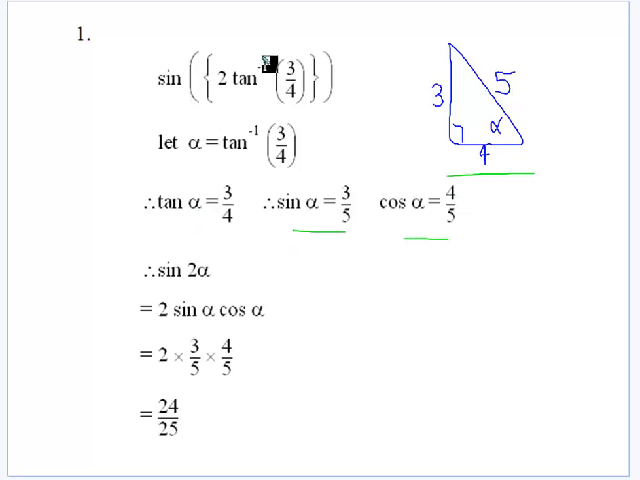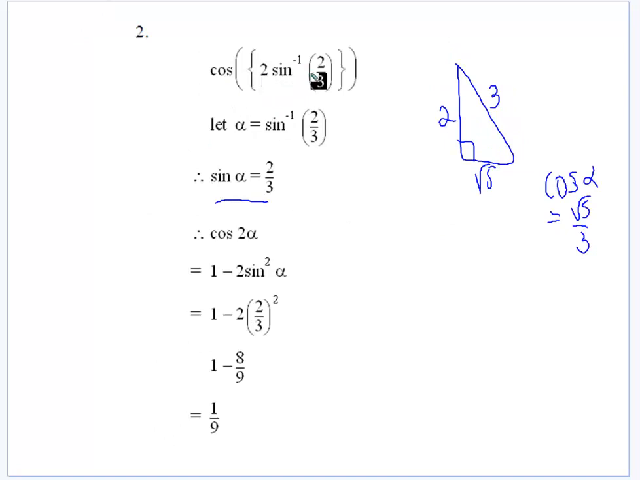So again, if all this part is alpha, then that's really just taking sine of 2 alpha, which is 2 sine alpha cos alpha. 2 lots of 3/5 times 4/5 gives us 24 on 25. So there's how our manipulations can come into play with this one.